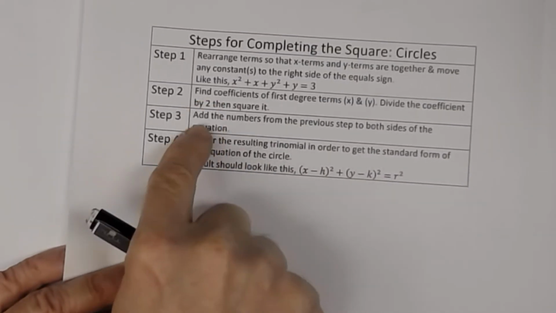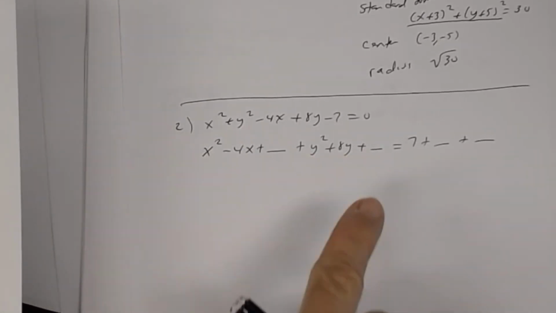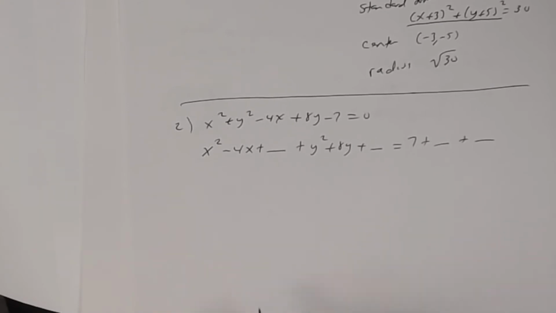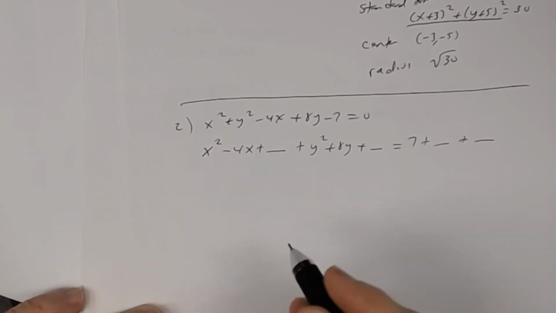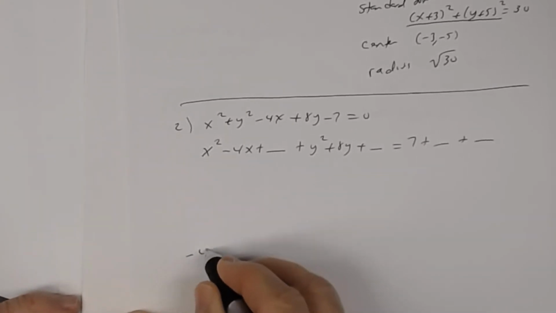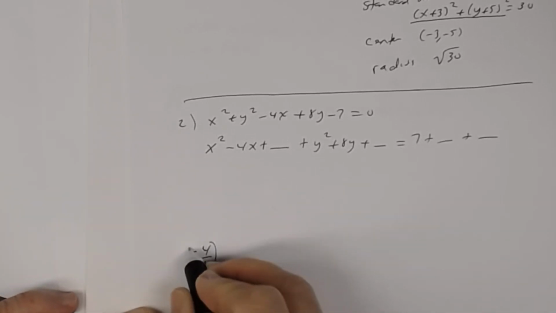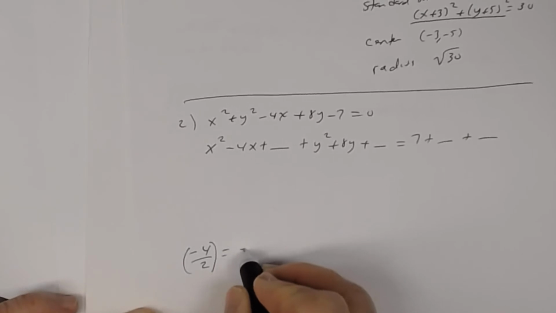That was positive 7. Then we're going to complete the square, and we're going to do steps 2 and 3 at once. All right, so to complete the square, we take the coefficient of x. Now be careful, the coefficient of x is a negative 4. Okay, so that's important. Negative 4, I divide that by 2. When I divide negative 4 by 2, I get negative 2.